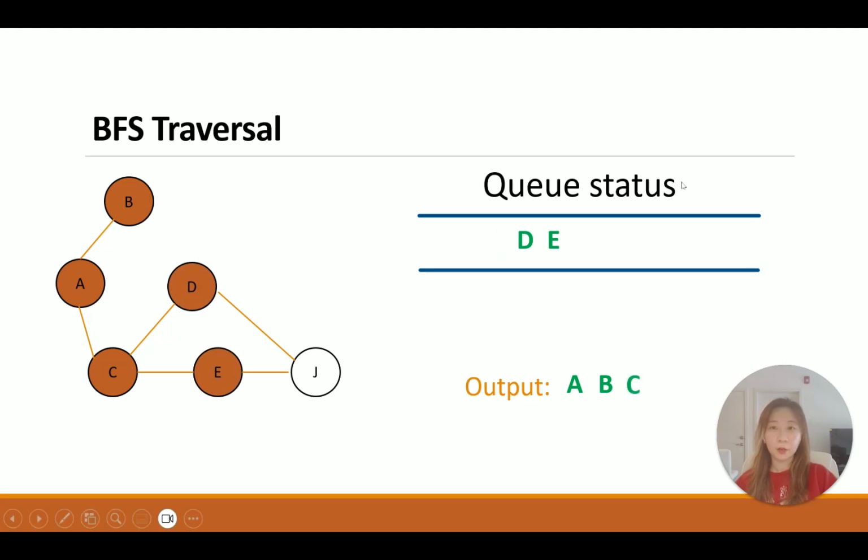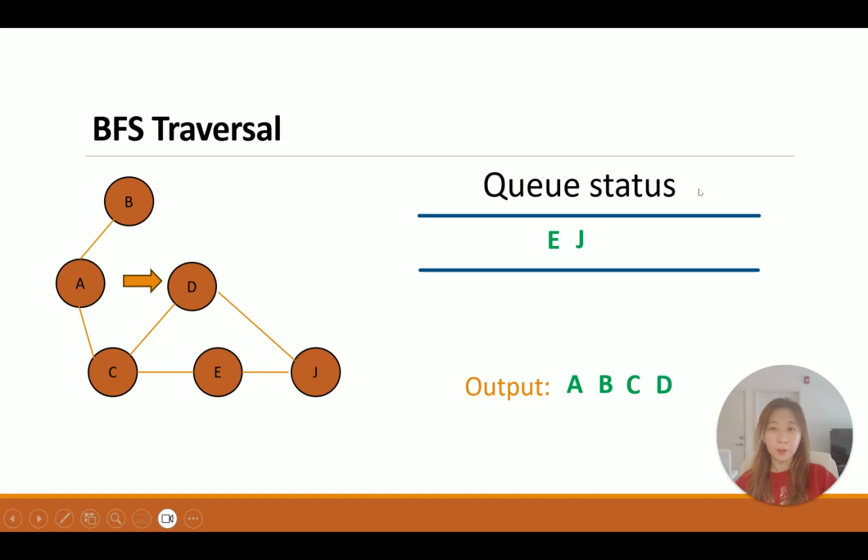Next, we process D, which is now at the front of the queue. D has two neighbors, C and J. Again, C is already visited, but J is not. So we will enqueue J and mark it as visited. Now we can dequeue D and add it to the output as well.